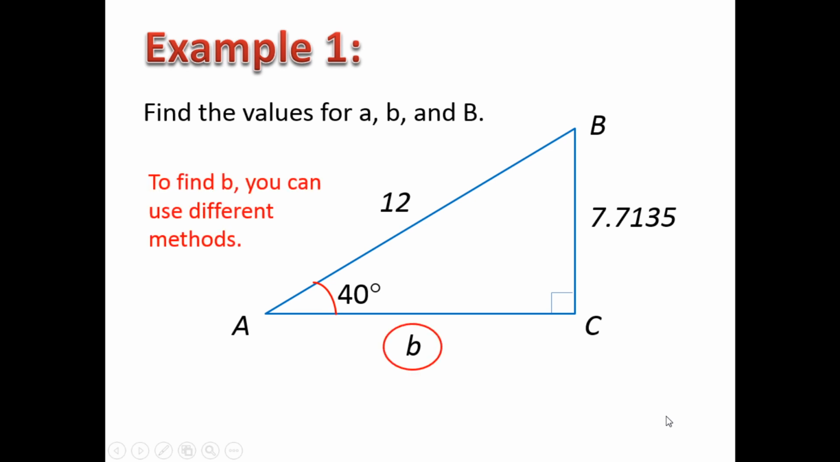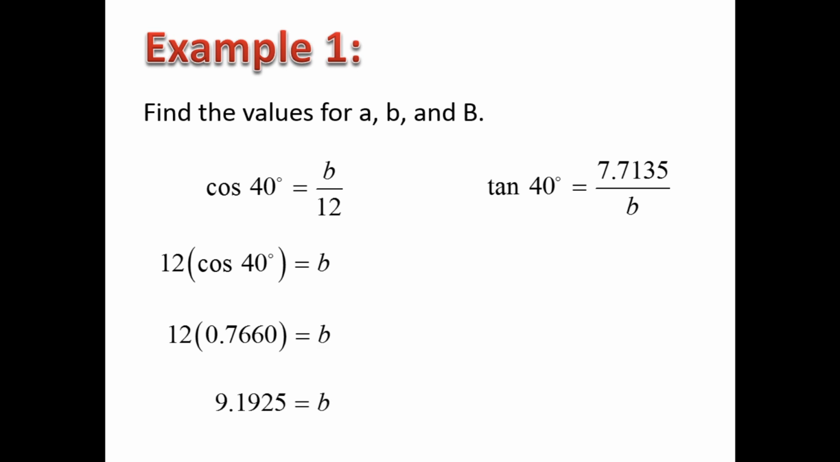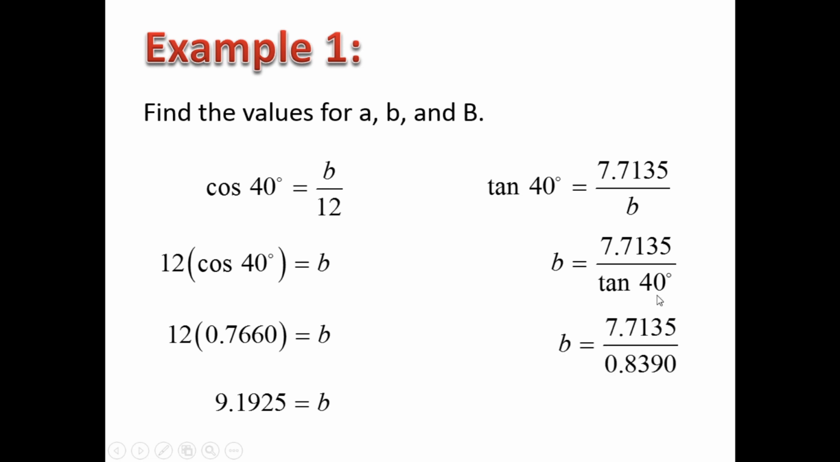Now you want to find the rest of the segments. For segment b, this time we're using either cosine or tangent; it doesn't really matter. Again, cross multiply or just multiply by 12. For the other one, it's 9.1925. What about the other one here? Tangent of 40 equals 7.7135 over b, so divide 7.7135 by tangent of 40. You can do one thing at a time on a scientific calculator, or put everything into the graphing calculator. Here's what we got, the exact same thing. It depends on which way you like.